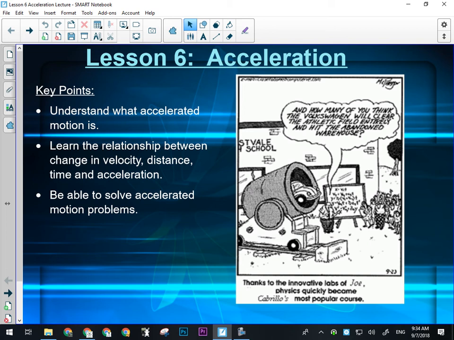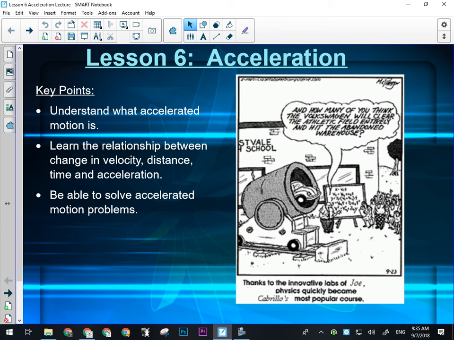Positive or negative. Remember, we don't use the word decelerate in physics. There is just acceleration. All right, we need to learn the relationship between change in velocity, distance, time, and acceleration. Last year, all you learned in terms of acceleration was the relationship between change in velocity and time.